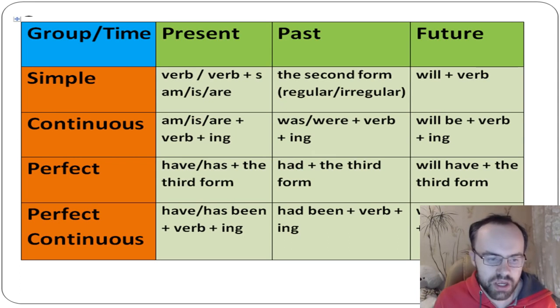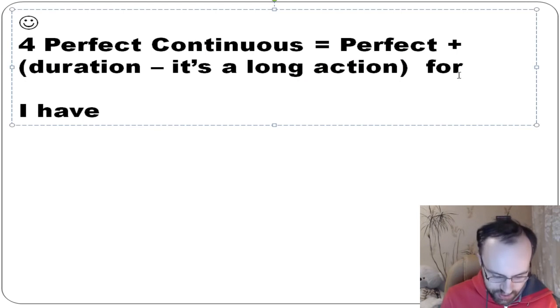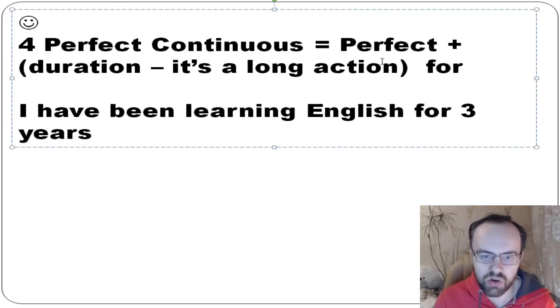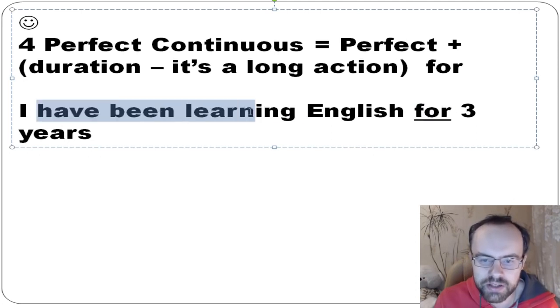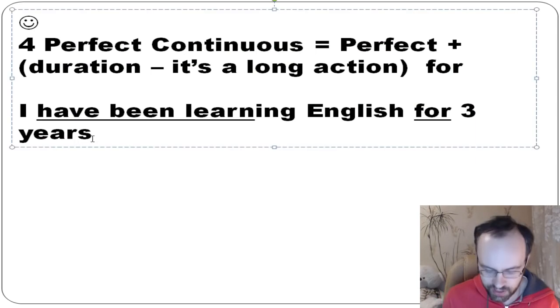So for example, you can say, "I have been learning English for 3 years." It's like present perfect, the result is important, but you also have "for," and that's why you use have been plus verb plus ing. It's what you see here, have or has been plus verb plus ing. It's about past perfect and future perfect, so it's almost the same thing.